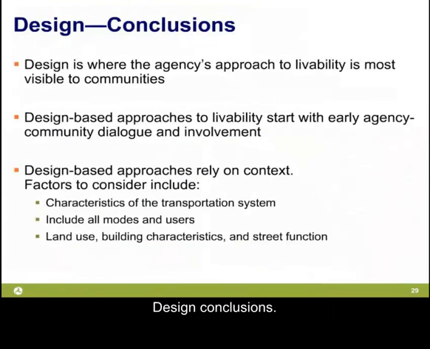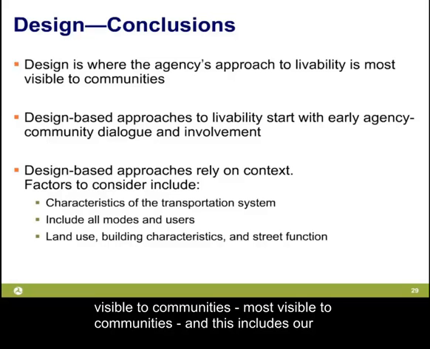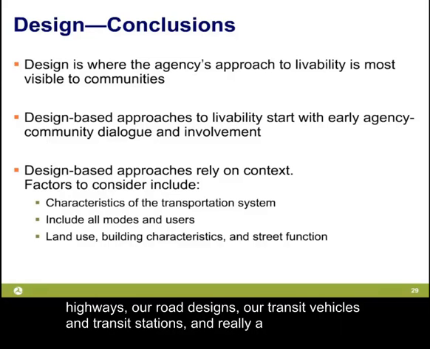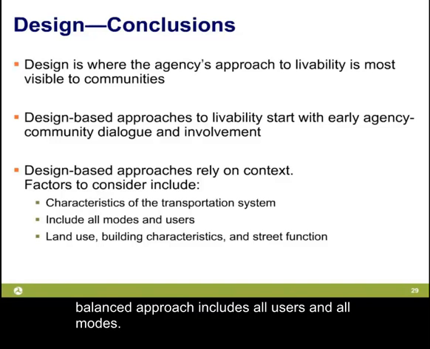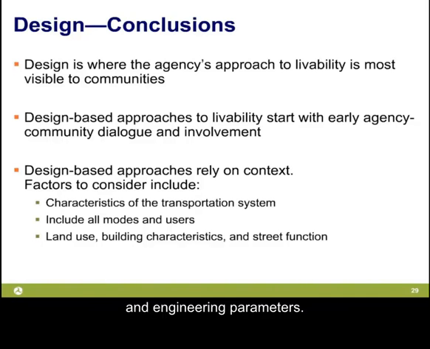Design conclusions. Design is where the agency's approach to livability is most visible to communities, and this includes our highways, our road designs, our transit vehicles, and transit stations, and really a balanced approach includes all users and all modes. Secondly, community engagement. By participating in an agency's design process, community partners can understand what is possible within a reasonable cost and engineering parameters.